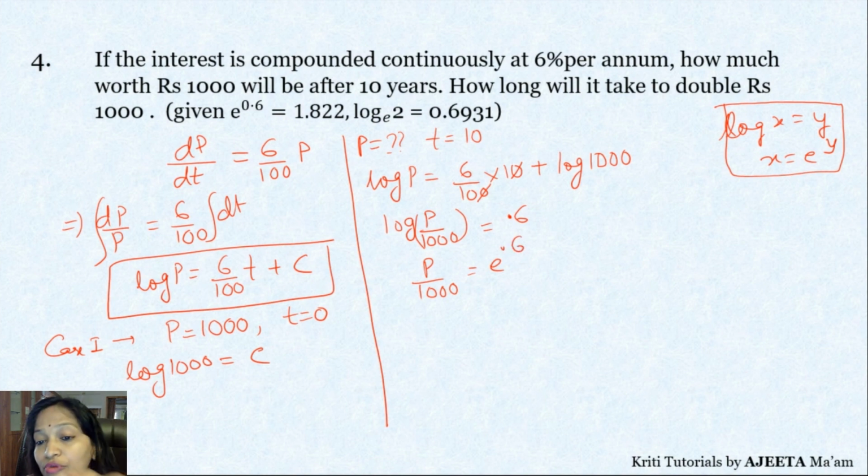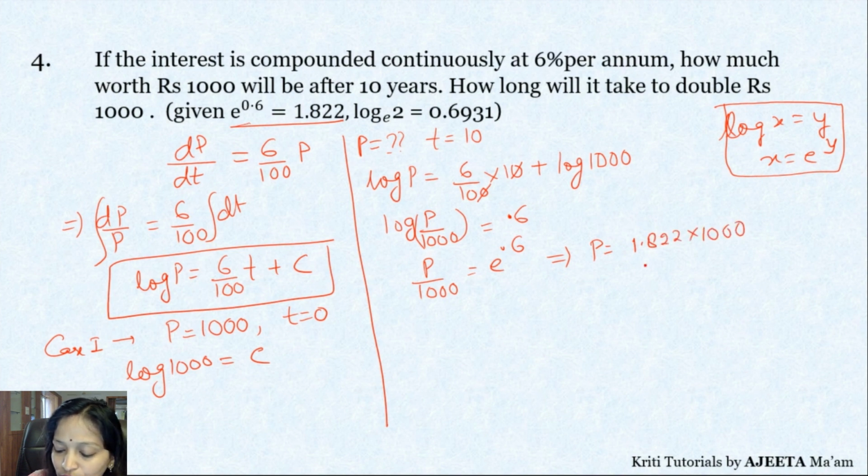So now we are going to use the value given here. Exponential 0.6 is 1.822. So what will be P? P will be 1.822 into 1000. So what will it give you? It will give you 1822 rupees. And that is our principal. So initially it was 1000, how much will it become after 10 years? 1822. So that is what the first case goes.